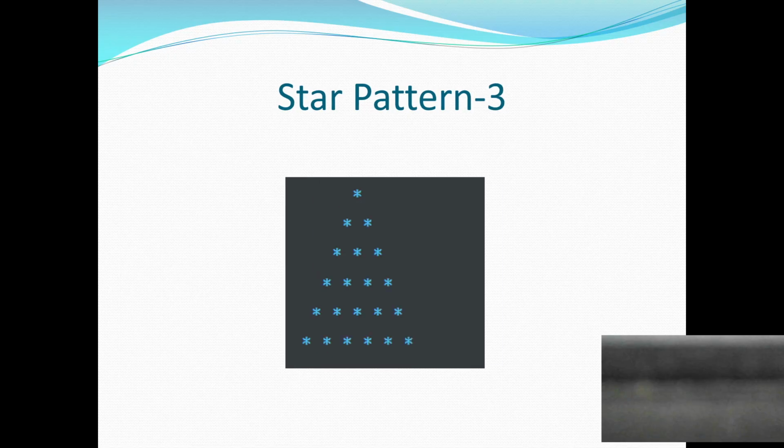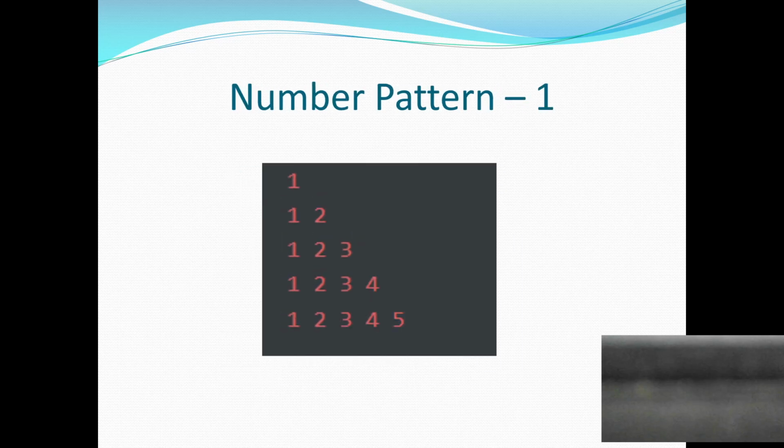So let's do a quick revision. Notice this pattern. Don't write any code. Just answer these questions. How many rows are there? What changes in each row? What remains constant? Which loop controls the rows? And which loop prints the numbers? If you can answer this, you are already halfway to writing the program.